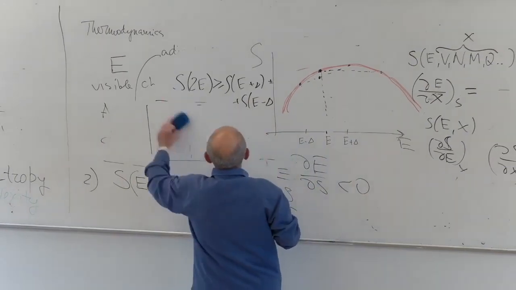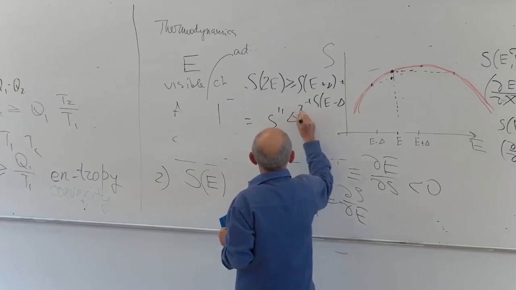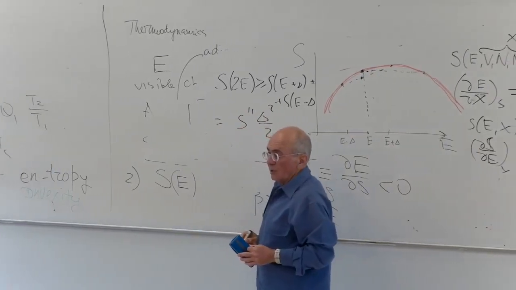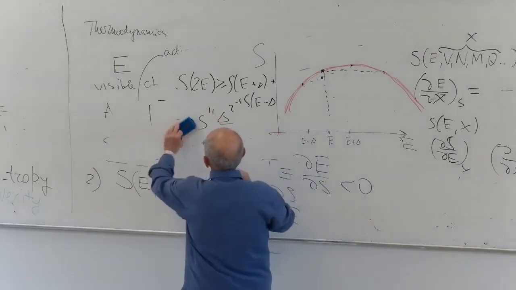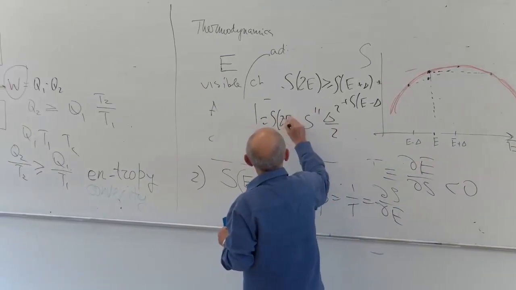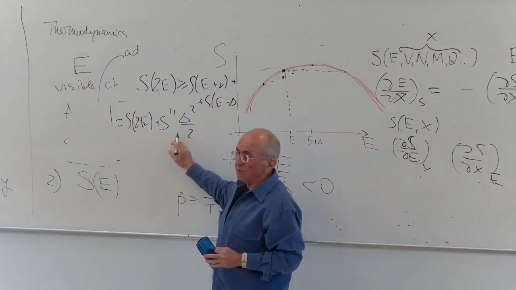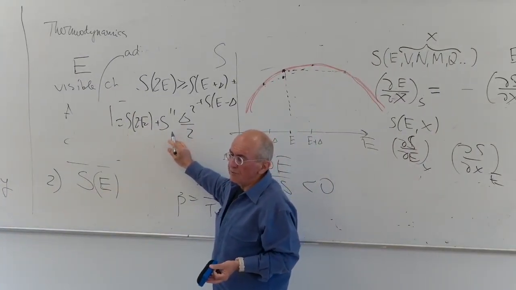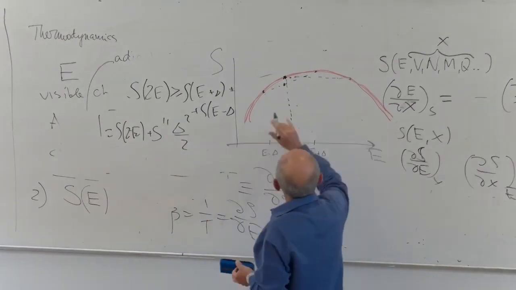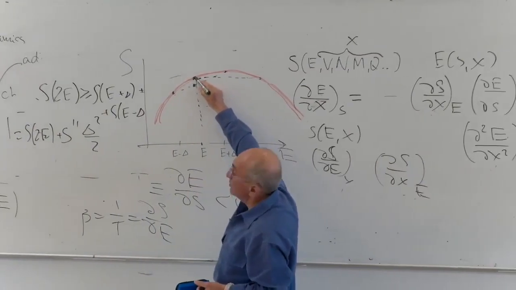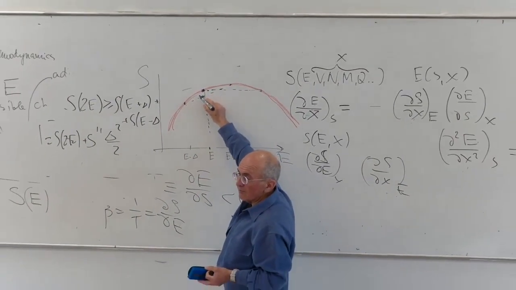If delta is small, what I can do with my right hand side is to write it as S of 2E plus S double prime times delta squared over 2, okay? So I want this to be negative. But this is precisely convexity. The negative sign of the second derivative, which is precisely the statement that this is below this. Okay. Also, this is S of E, not S of 2E.